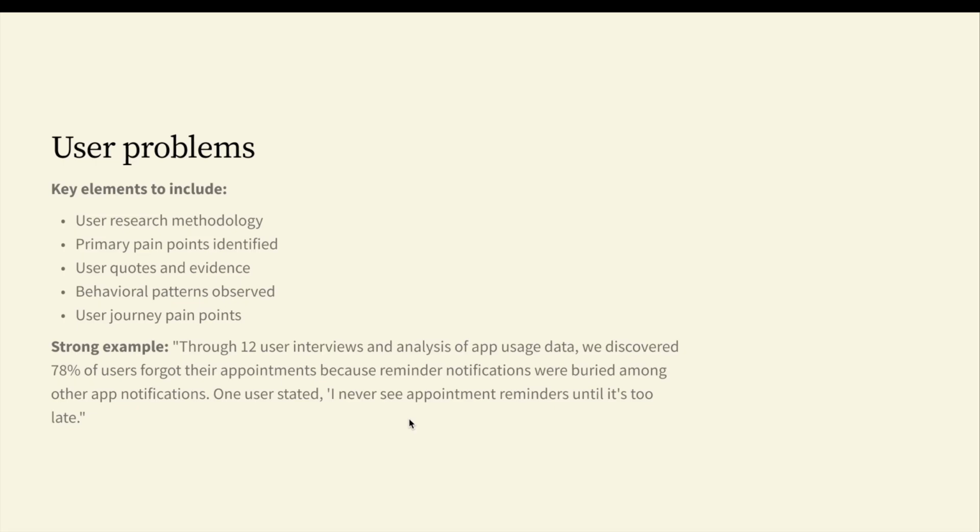User problems. So this will actually depict the user needs and pain points. Okay. So user research methodology. We need to detail the research approach. It could be the research methods that we have used, like the interviews if we have conducted user interviews, surveys, or usability testing. Whatever research methodology have we used, we need to incorporate in the case study.